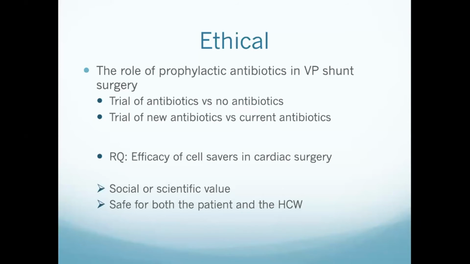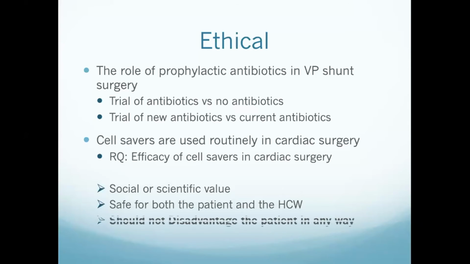Because you are just trying to find something which is more efficient than what you have currently, in which case it becomes ethical. What about cell savers in routine cardiac surgery? Would you be able to assess a cell saver? We know for a fact that cell savers are actually useful. So if you want to do a trial of cell savers versus no cell savers, you're actually disadvantaging a certain group of patients who do not get what has traditionally been used in all patients. So you should never disadvantage the patient just to advance scientific knowledge. And these are the ethical issues you have to consider when you bring in your research topic.